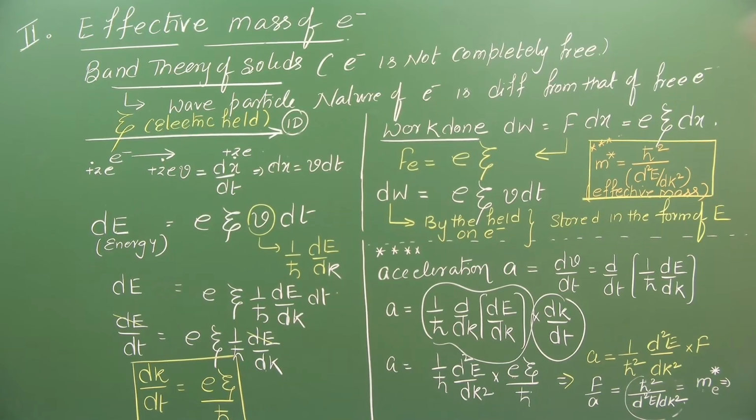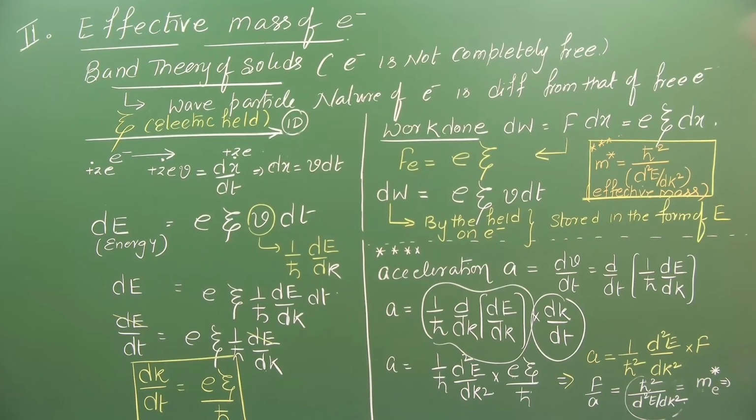So the second property is over: effective mass m star. I think this question was asked around seven times in CSIR. What will they give? A dispersion relation. What do you have to find? The effective mass of the electron. Only a single formula: m star equal to h cross square by d square E by dk square.